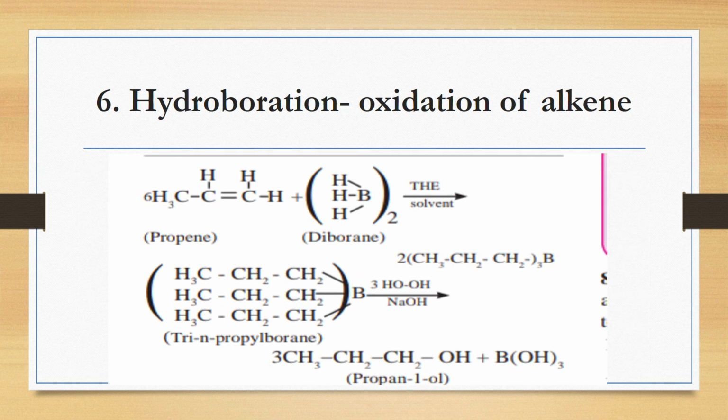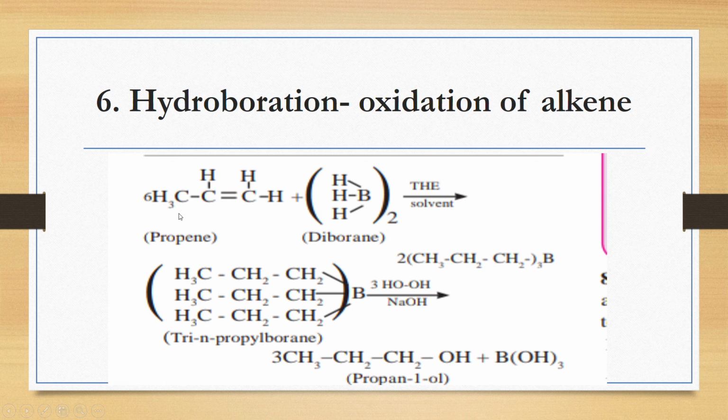Here is one more example of propene, but the reaction will take place exactly in the same manner. Propene, 6 molecules, will react with diborane BH3 molecule in presence of tetrahydrofuran solvent, and tri-n-propyl borane will get formed as the product. So the double bond will open up and each carbon will get attached to boron. These 3 hydrogens will come to each of these carbon atoms.